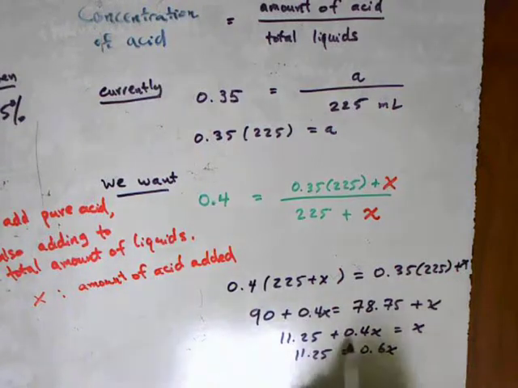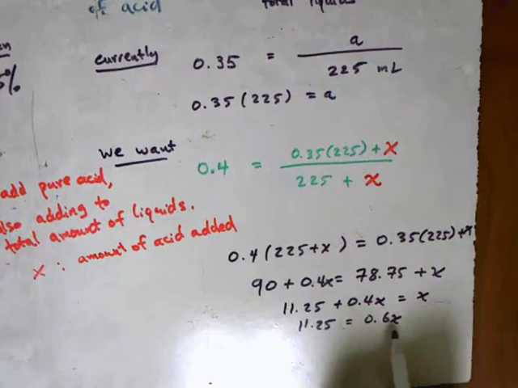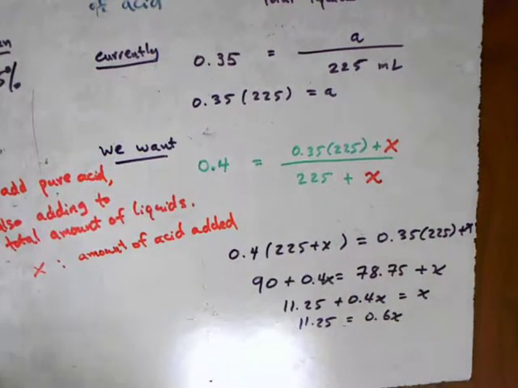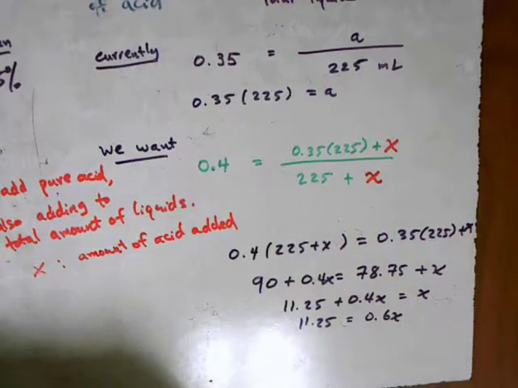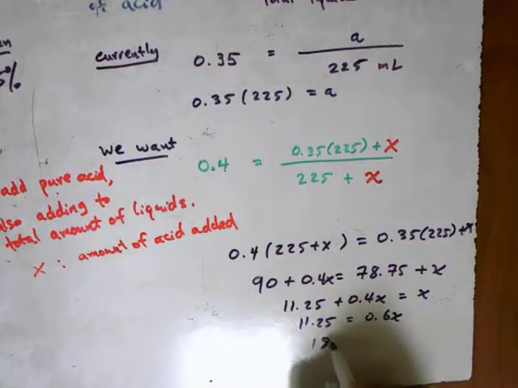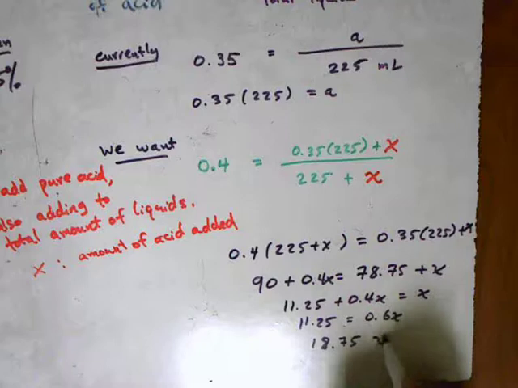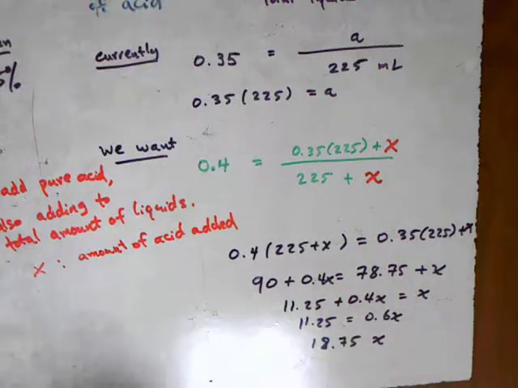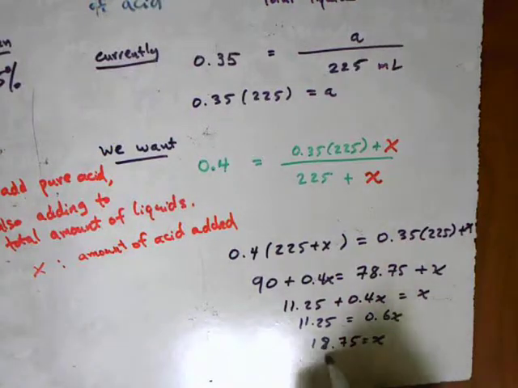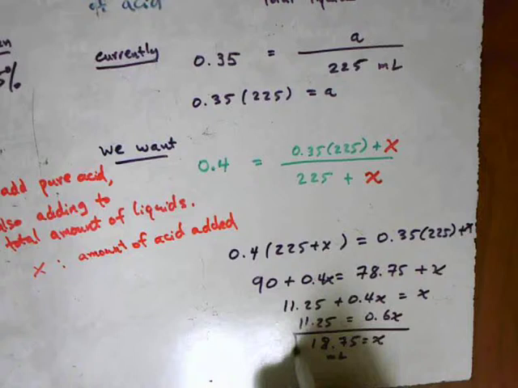So now I'm subtracting 0.4x from both sides. It gives me 0.6x, and then I'm going to divide. And this gives me 18.75 is equal to x. And this is milliliters.